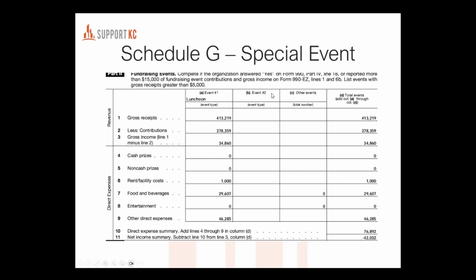Also, if you do have more than one special event, it will be broken out into multiple columns. So if you have a luncheon and a 5K and two other events, they will fall into these columns. So it's important that those events are being broken out on your chart of accounts or using classes, to make sure we're accounting for each event accurately.